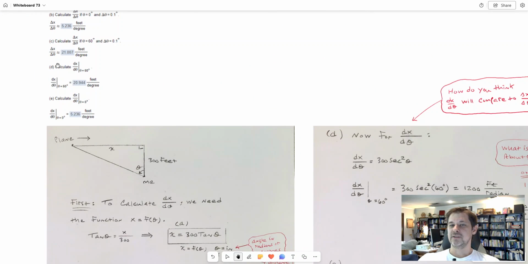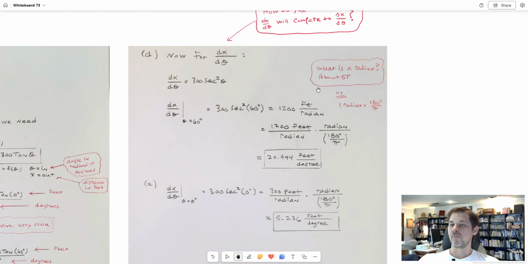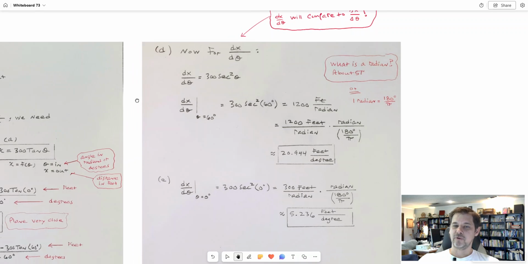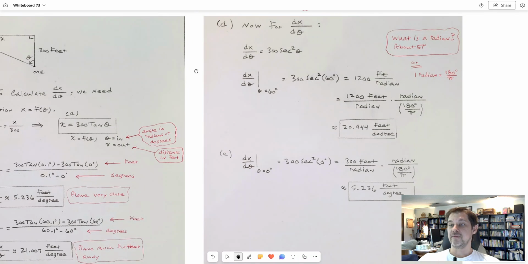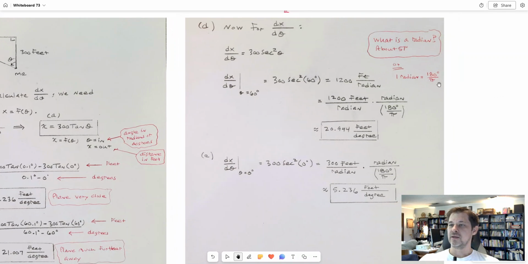Let's see. This first one in part D says, what is dx over d theta if theta is 60? All right, so we'll calculate that. dx over d theta would be the derivative of this function right here, 300 tangent theta. The derivative of tangent all by itself is secant squared. So dx over d theta is 300 secant squared. If we want dx over d theta when theta is 60, that'd be 300 times secant squared theta. Doing that, if you take secant of 60 degrees, square that, and multiply by 300, you'll get 1200.